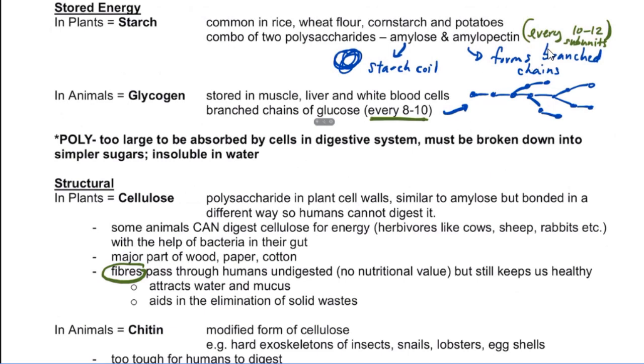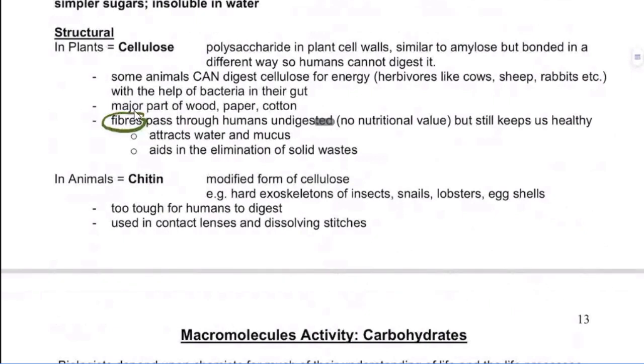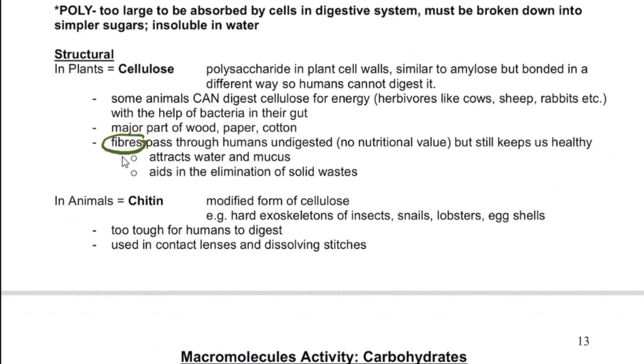I don't care if you remember 10 to 12 subunits versus 8 to 10. It really doesn't matter to me if you remember exactly how it branches like that. That's not a huge deal, all right? So don't worry about that. But you probably should have some information tucked away about the idea that cellulose forms a fiber. That'll help to create bulk, to help keep things moving within the digestive system. That's important. Polysaccharides are not soluble in water.